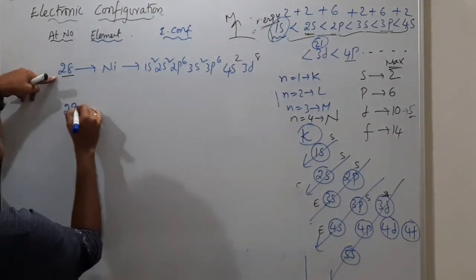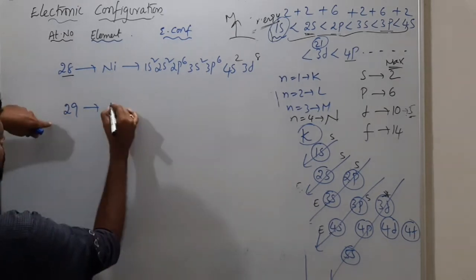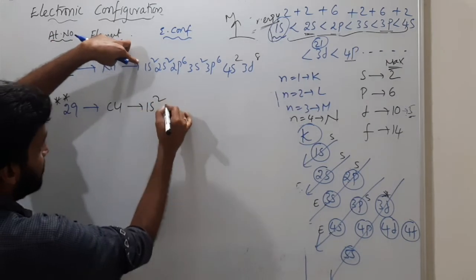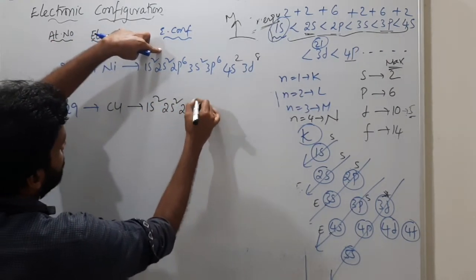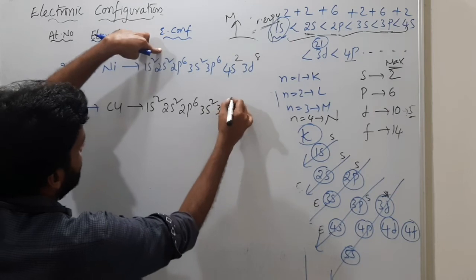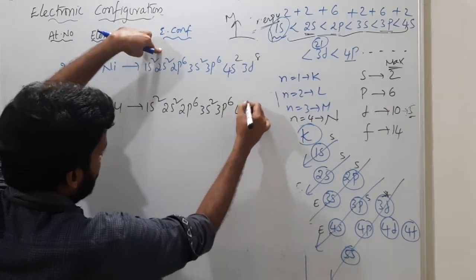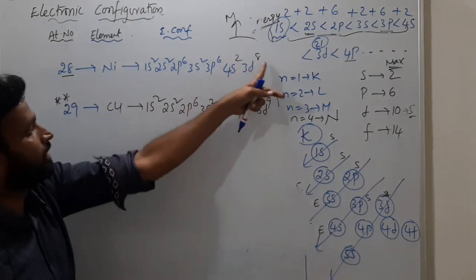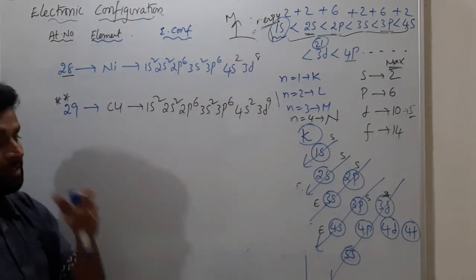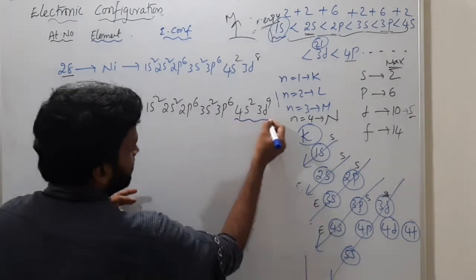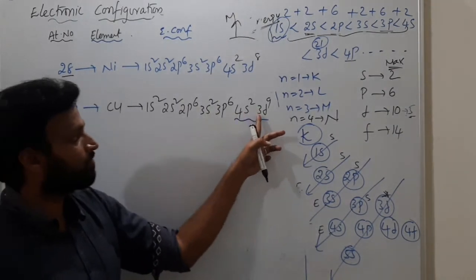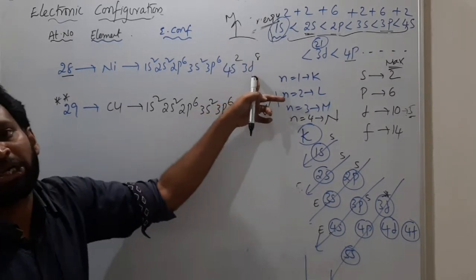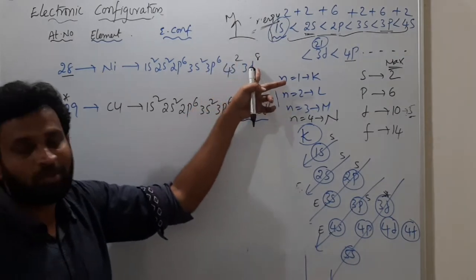So 29 is copper, which is exceptional again. The configuration we would expect is 1s2, 2s2, 2p6, 3s2, 3p6 and 4s2, 3d9, like 28 is 4s2, 3d8, 29 is 4s2, 3d9. But here you have an exception, because there is a possibility of a completely filled subshell. If both electrons of 4s went, then 4s0, 3d10, completely, but nobody will donate everything.